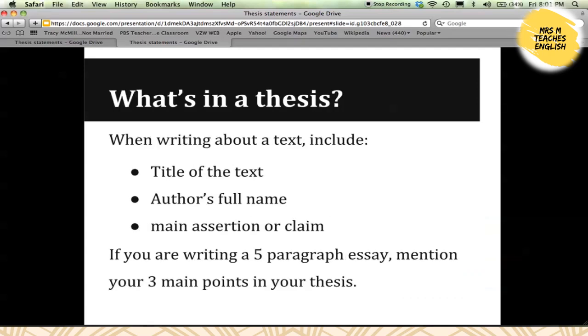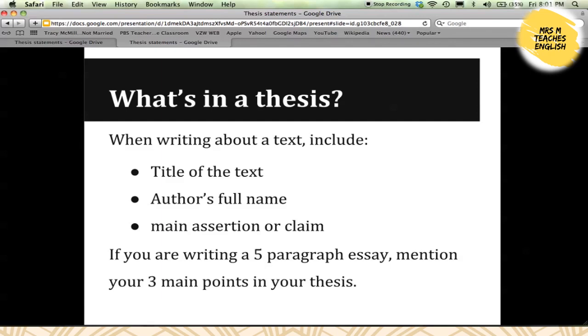So what's in a thesis statement? When you're writing about a text, a book, a literary piece, an informational text, you want to include the title of the text that you're writing about, the author's full name, and you want to include your main assertion or claim. And for younger writers who are just starting to learn about structured writing, so you're focusing on the 5-paragraph essay, you want to mention your 3 main points in this thesis.